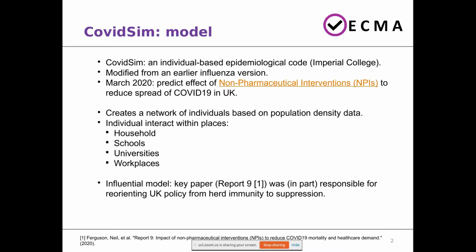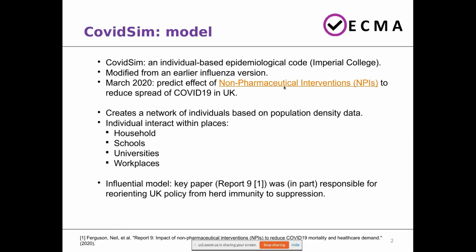Like Derek already said, some of you will be familiar with this, but it's an individual-based epidemiological code. It's developed by the MRC Center for Global Infectious Disease Analysis at Imperial. It wasn't purposefully designed for COVID, but was adapted back in 2020 from an earlier influenza version. And in March of 2020, it was used to predict the effect of non-pharmaceutical interventions, these NPIs, with the goal of reducing the spread of COVID in the UK.